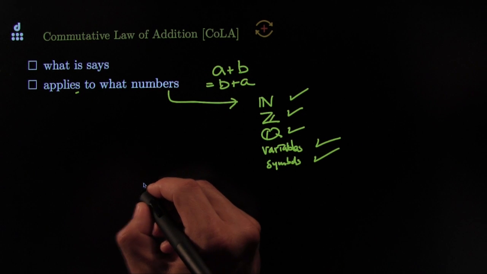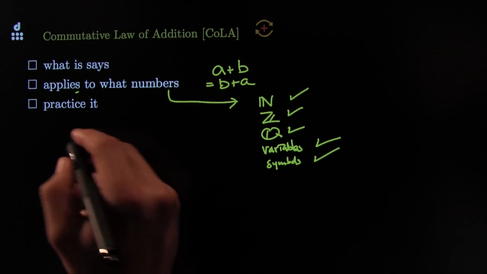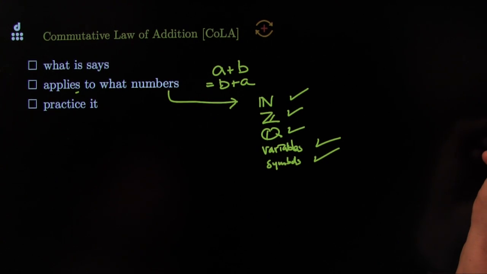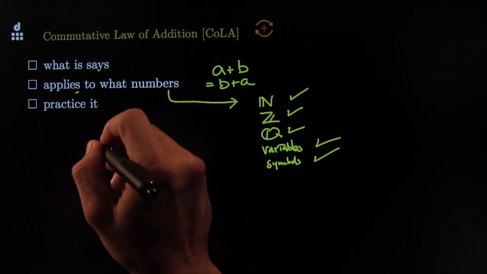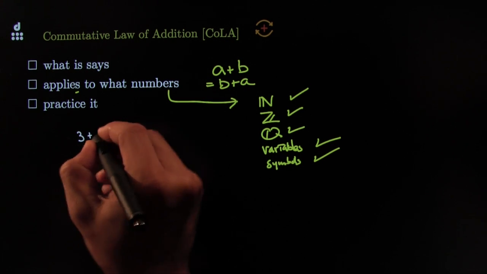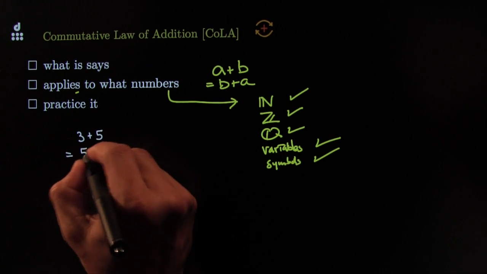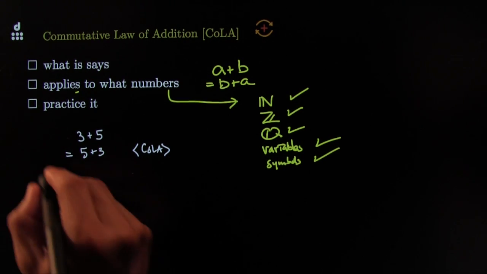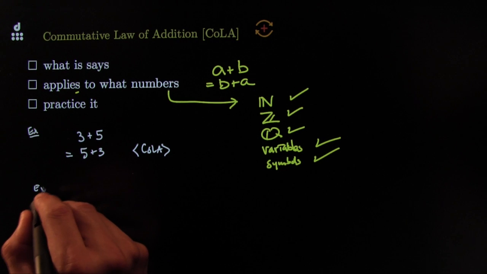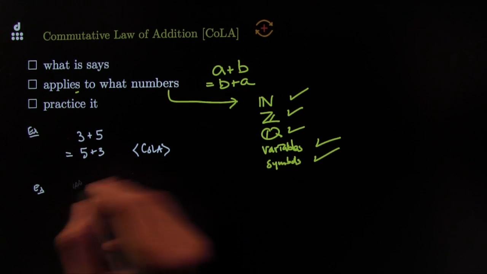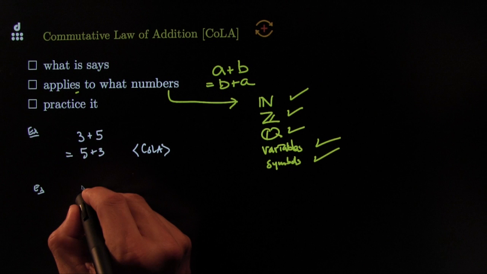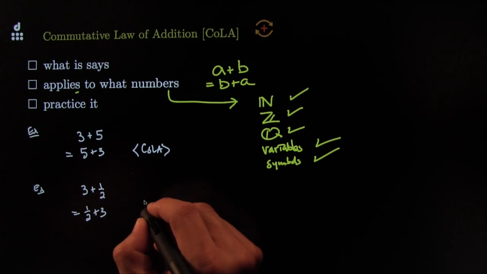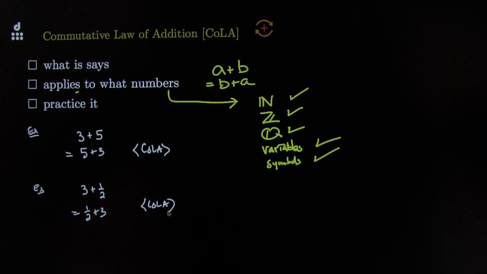Alright. Now, what else do we have? Let's practice it. Suppose I have, for example, 3 plus 5. What is that equal to? Well, that's the same thing as 5 plus 3. Why? Commutativity law of addition, COLA. Okay, that's an example. Another example, I told you it worked for fractions too, even if you don't know what a fraction is. 3 plus 1/2, is that the same thing as 1/2 plus 3? Yes, by commutative law of addition, by COLA.